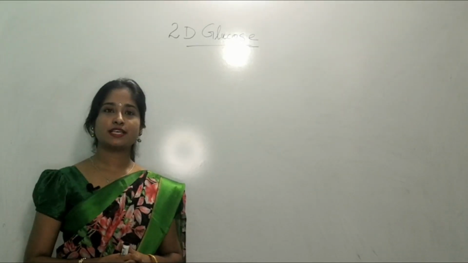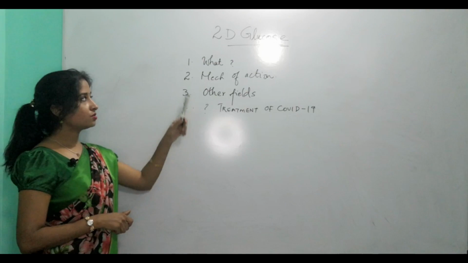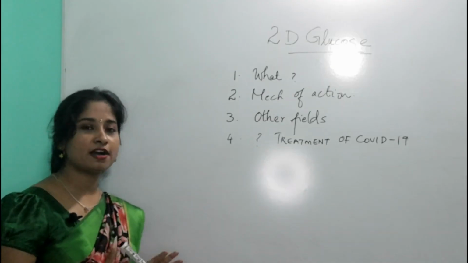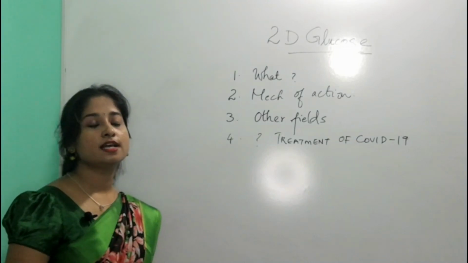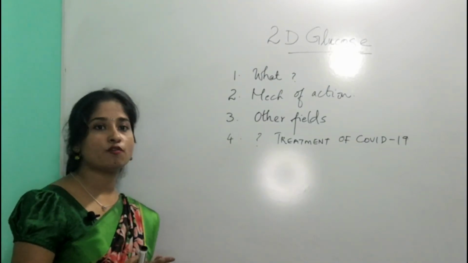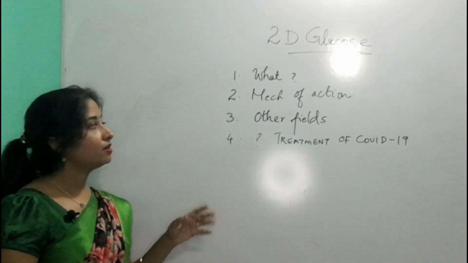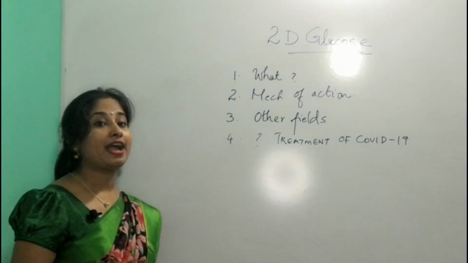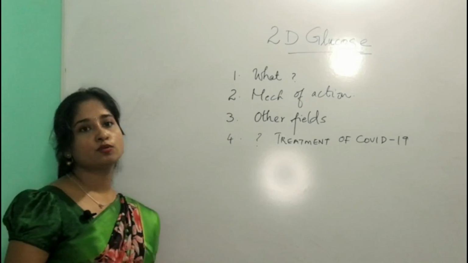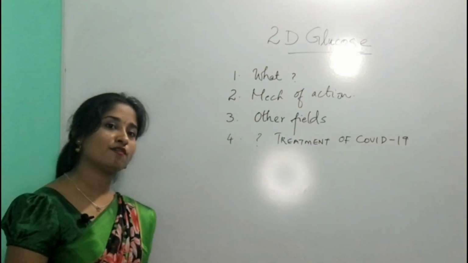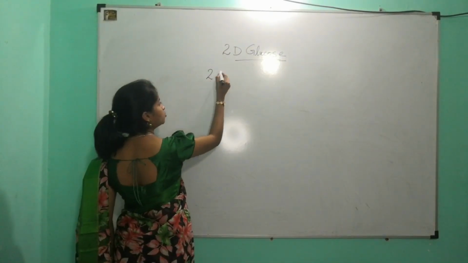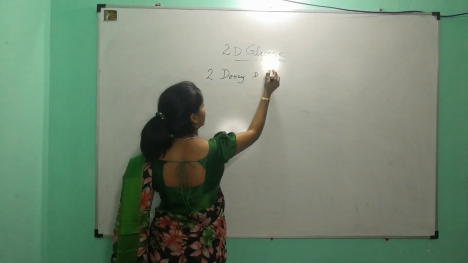Mohanapriya. Today we are going to see about 2D glucose. So in this video we are going to see what is this 2D glucose, how far it's different from normal glucose. The second thing, what is the mechanism of action, and what are the other fields this 2D glucose has been used earlier, and now how this 2D glucose has been used in the moderate cases of COVID-19. The abbreviation of 2D glucose is 2-deoxy D glucose.